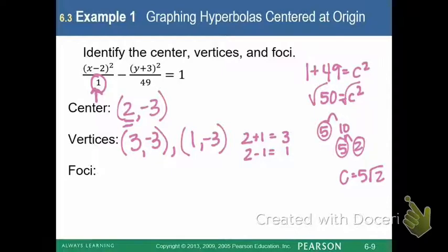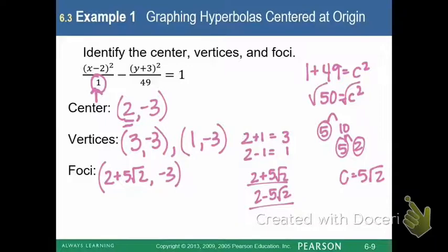So then, again, from my starting point, which was 2, I'm going to be adding 5 root 2 and then subtracting it. Now, you can't combine these because one has a root and one doesn't. So these are just going to be my new x values. So my foci are going to be at 2 plus 5 root 2, negative 3, and then 2 minus 5 root 2, negative 3.